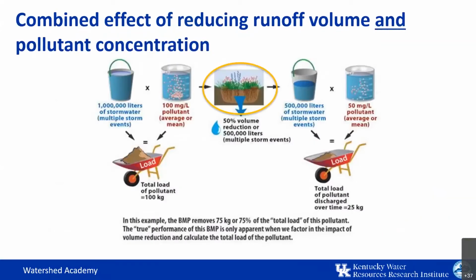It's also worth reiterating the importance of the combined effect of reducing stormwater volume and pollutant concentration. Using these practices, as in this slide, the volume is reduced by half and the concentration of the pollutant is reduced, for an overall reduced total load of the pollutant of 75%. So you're having collaborative benefits, or sometimes called co-benefits, of these practices that help reduce the volume and the concentration, as well as the overall pollutant load, which is what we're trying to do.